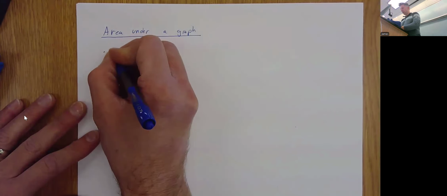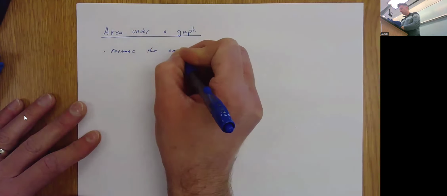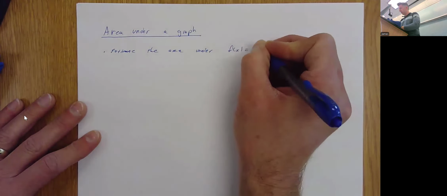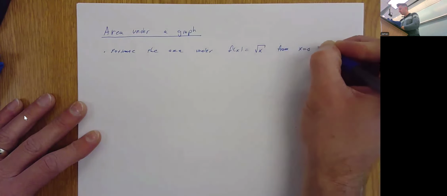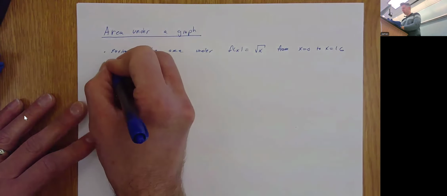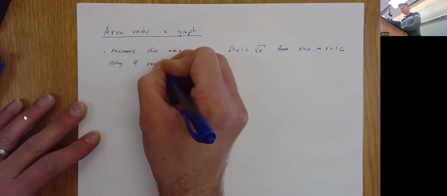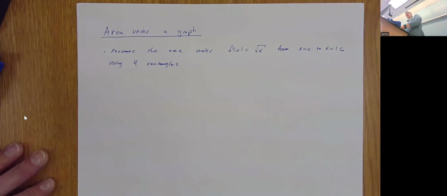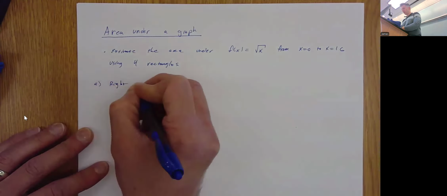We're going to estimate the area under f of x equal to the square root of x from x equals 0 to x equals 16, which are very convenient numbers. And we're going to use 4 rectangles. And we're going to do it with right endpoints first and left endpoints second. So using right endpoints.